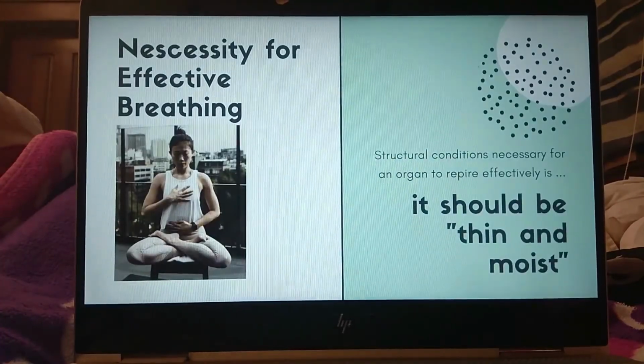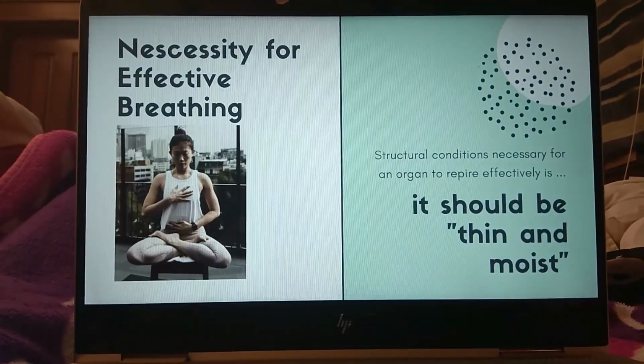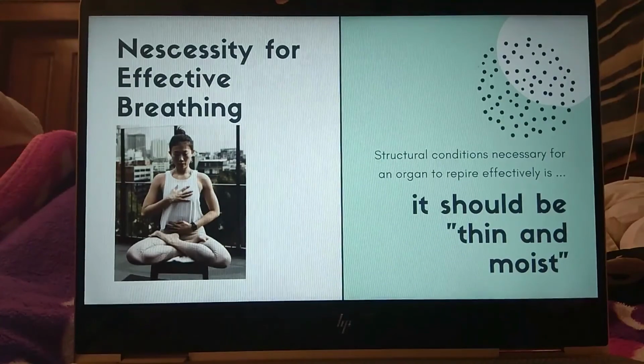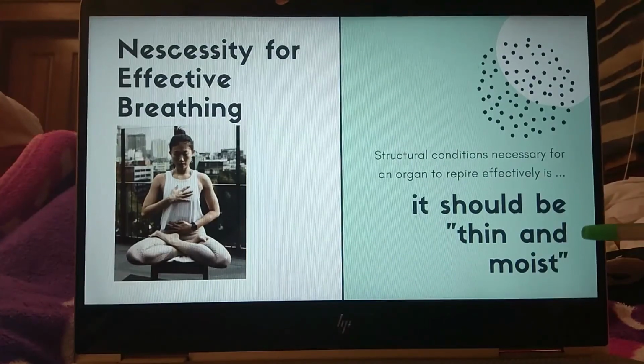So for the last discussion, the necessity for effective breathing. One important thing to take note of is that the structural condition necessary to make an organ of respiration effective is for it to be thin and moist.